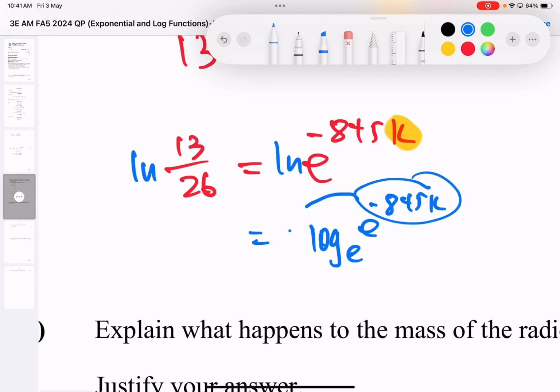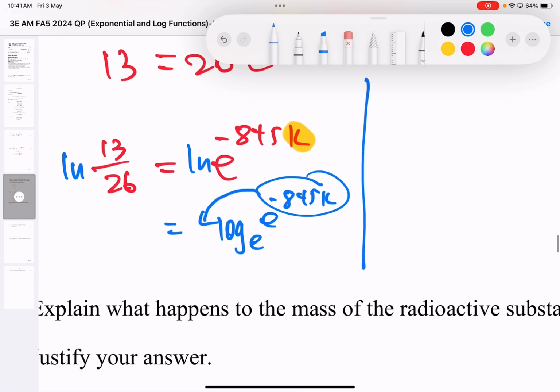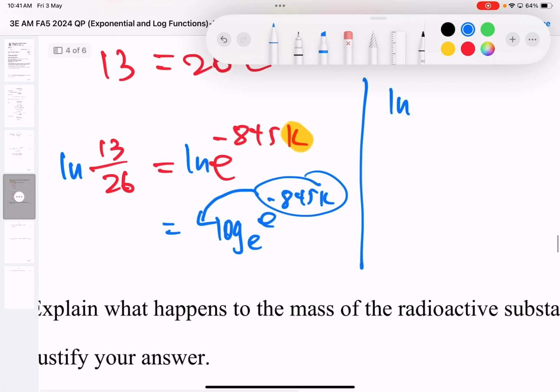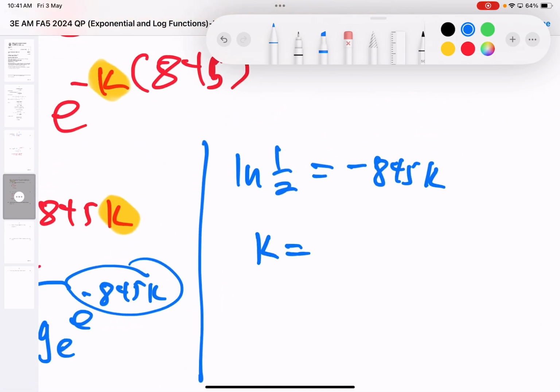I can bring this power down using my power laws. So I'm going to get ln of 13 over 26, which is just ln half, equals negative 845k. So can I find out what is k? Absolutely, right? It's just ln half divided by negative 845. That's it.